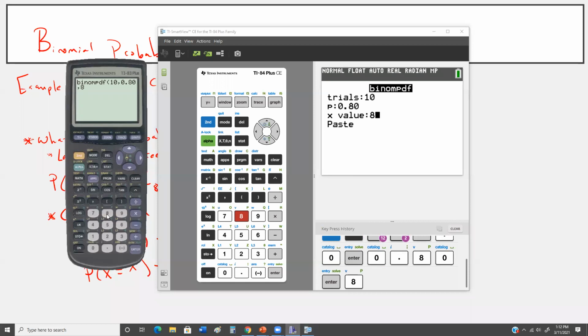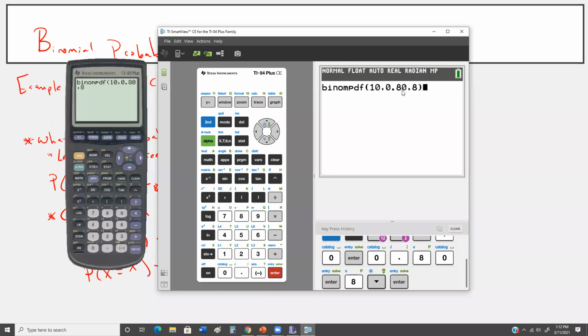On the TI-84, you're going to go down now and click paste, and you should see this, binompdf 10, 0.80, 8. On the TI-83, just close your parentheses. And now everybody hit enter on their calculator.